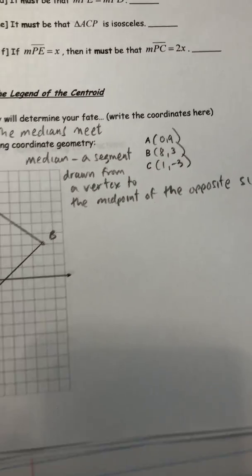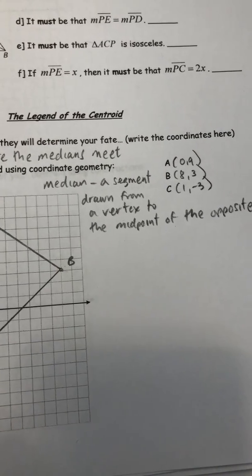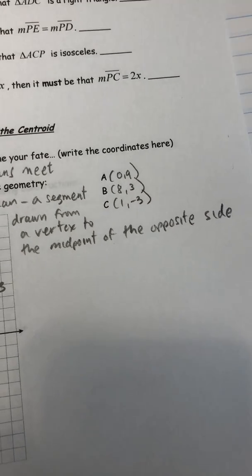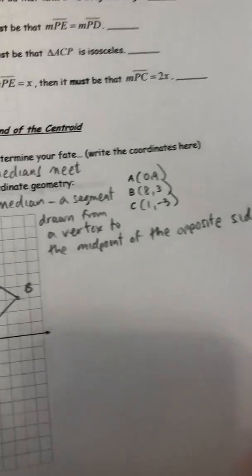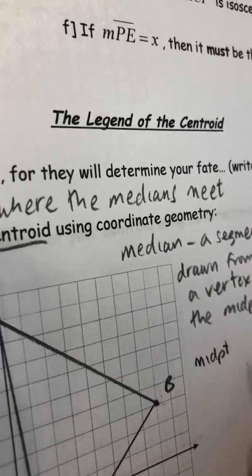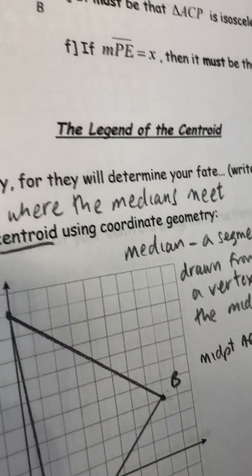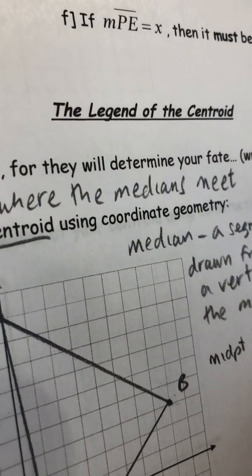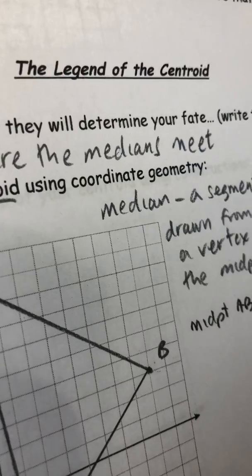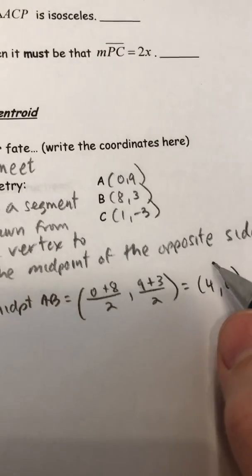Okay, so that's what we have right now. We have the picture of the triangle. We know what a median is. We know what the centroid is, where the medians meet. And I'm going to go about doing it algebraically. So the first thing we're going to do is find the midpoint of AB. We know the midpoint is the average of the x's, the average of the y's. So it's going to be (0 plus 8) over 2 and (9 plus 3) over 2, which gives us (4, 6). And I'm going to call that M.